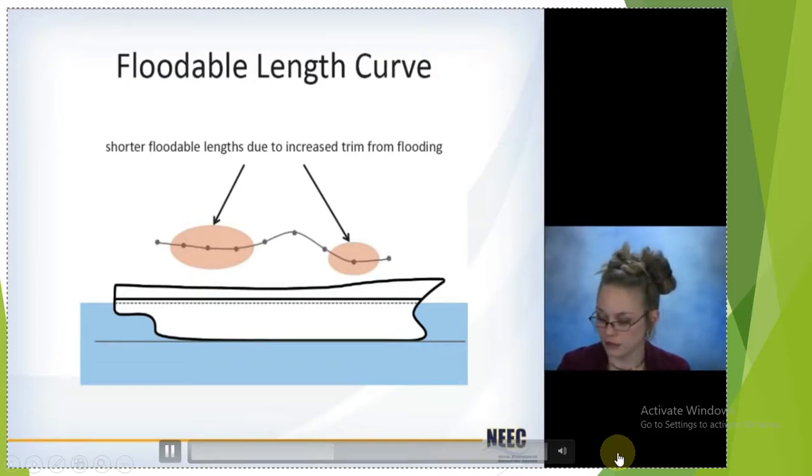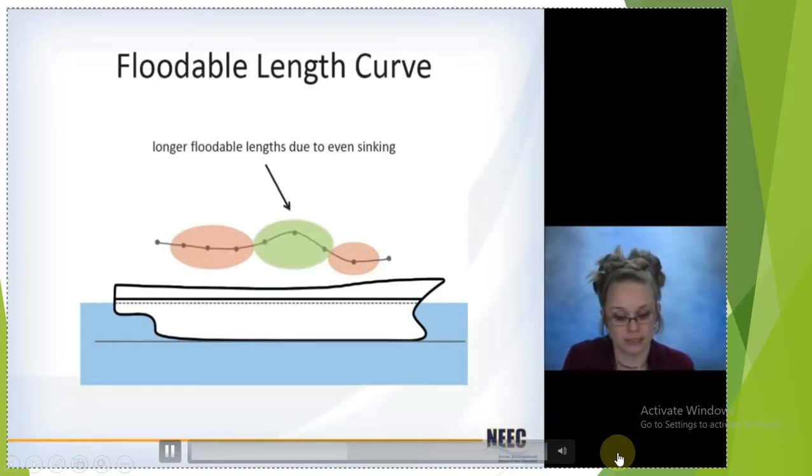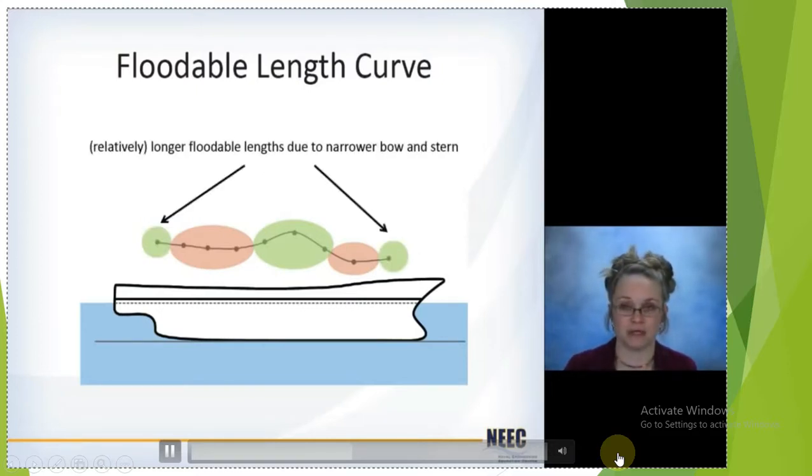And you can see that there are some regions of some shorter floodable lengths. This is because the ship trims, right? So if there's a bunch of flooding up in the bow, the ship will trim, bow down, and that will immerse the margin line faster. Similar with the stern, right? If the stern starts to dip down, that margin line is going to get immersed much sooner. In the middle, because the ship will sink in parallel, it will sink evenly, the floodable lengths are actually a little bit higher. And then relatively speaking, there are longer floodable lengths at either end.